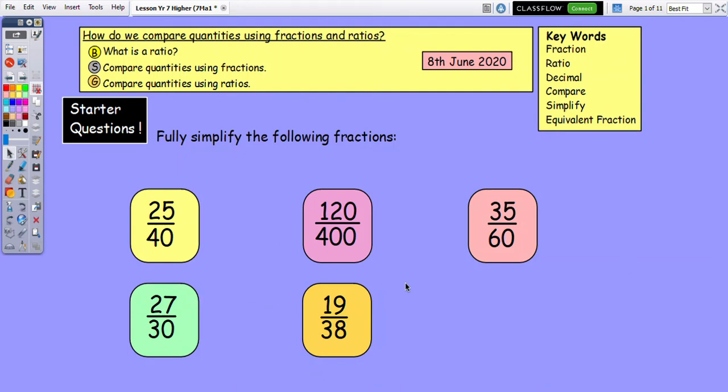Hello Year 7. In this video we're going to be looking at how we compare quantities using fractions and ratios. Okay, we've already done a lot of work on fractions. So before we start, I'd like to pause the video and have a go at simplifying the following fractions.